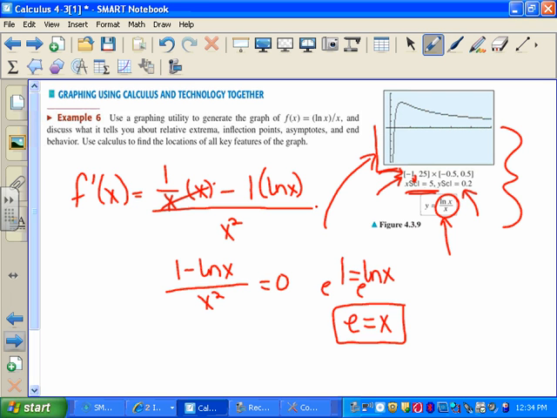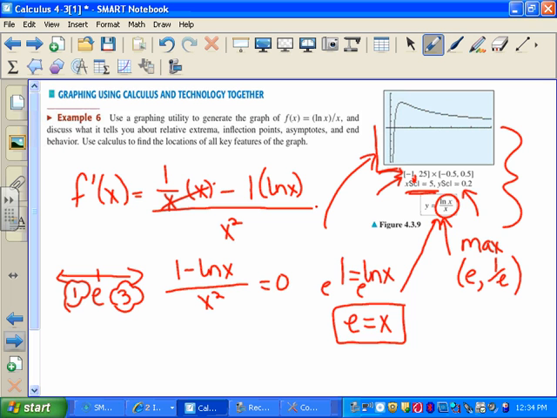So I'm going to take e and plug it back into the original equation. So my max is actually at e comma 1 over e. Now how do I know if that's a max or a min? Well, I come over here and I plug in e. I do just what I would have done before. Now I can't use 0, so I'm not going to plug in 0. So I'm going to plug in 1 and 3. Those are right and left.